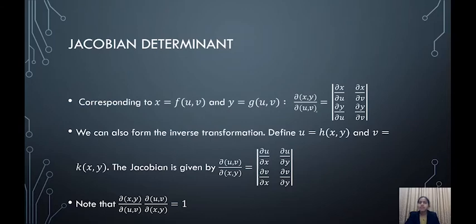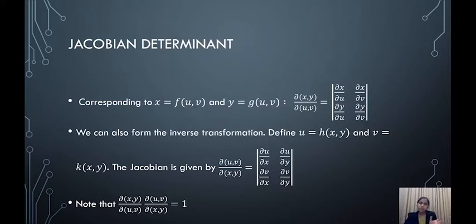So don't forget this. This is important. The Jacobian determinant is given by the determinant of ∂x/∂u, ∂x/∂v, ∂y/∂u, and ∂y/∂v. This corresponds to the transformation x = f(u, v) and y = g(u, v).